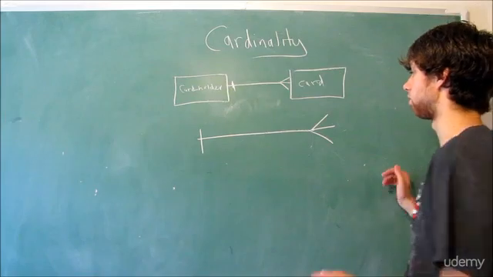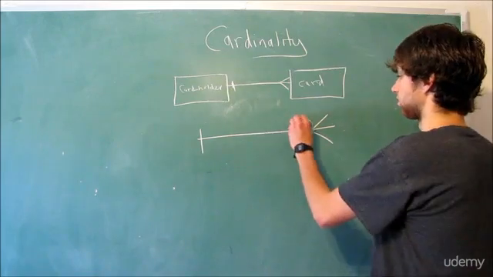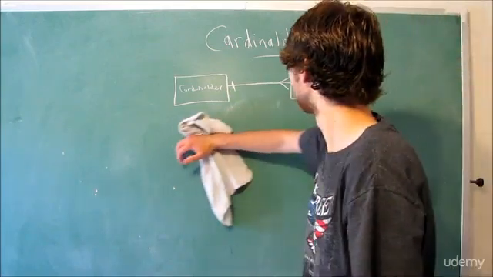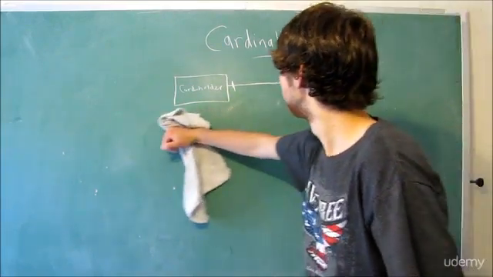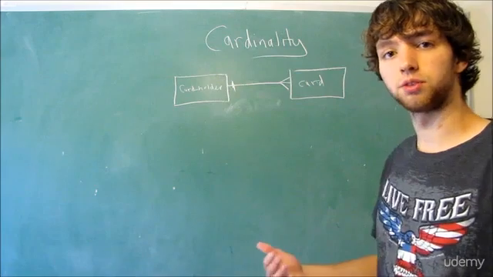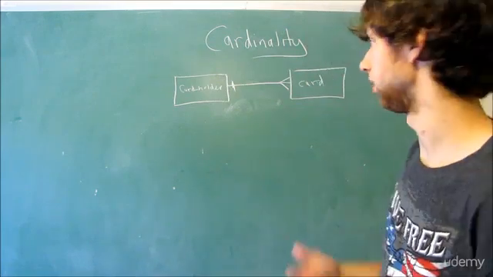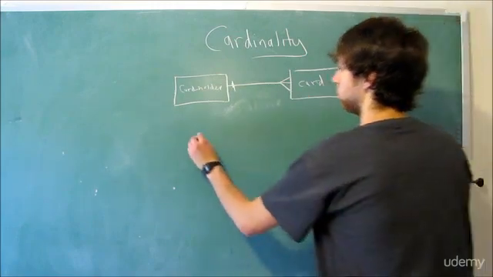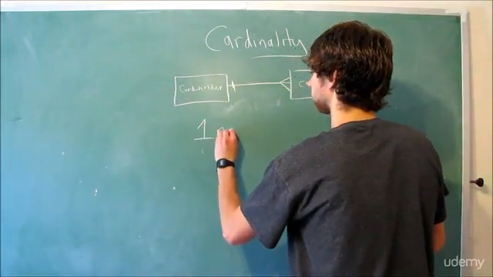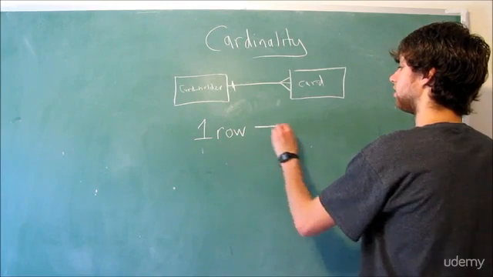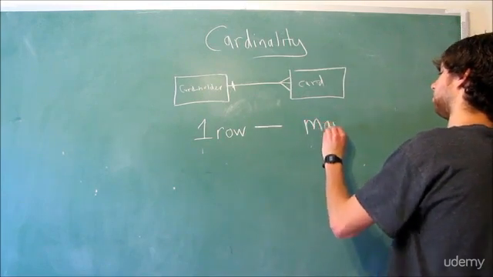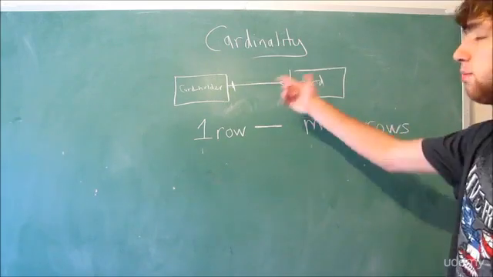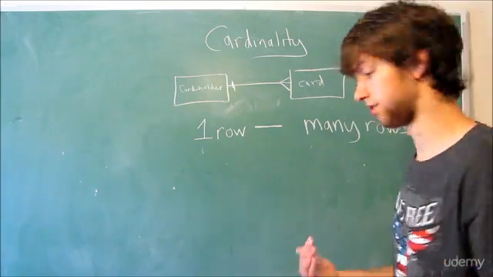But you might see also circles. You might see a circle here, for example. We'll talk about that in the next video. So now you know how to draw a one-to-many relationship. So what does this exactly mean? That means one row can be connected with many rows in this table. It's not necessarily the table, but the rows within the table.